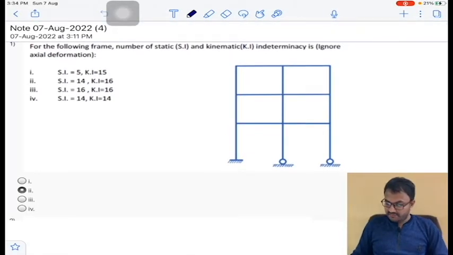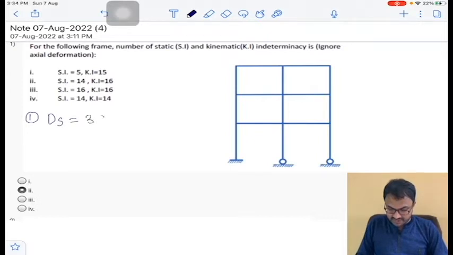For the following frame, number of static and kinematic indeterminacy is, in bracket, ignore axial deformation. So first of all, he asked to calculate degree of static indeterminacy and degree of kinematic indeterminacy. Now, degree of static indeterminacy, we have a formula for frame: 3C. Here C is equal to the number of cuts required to form a cantilever.